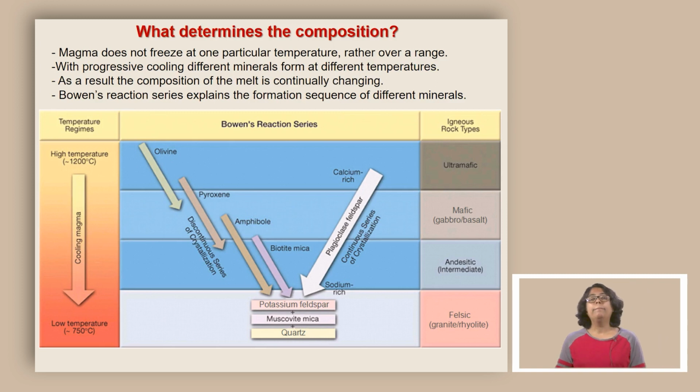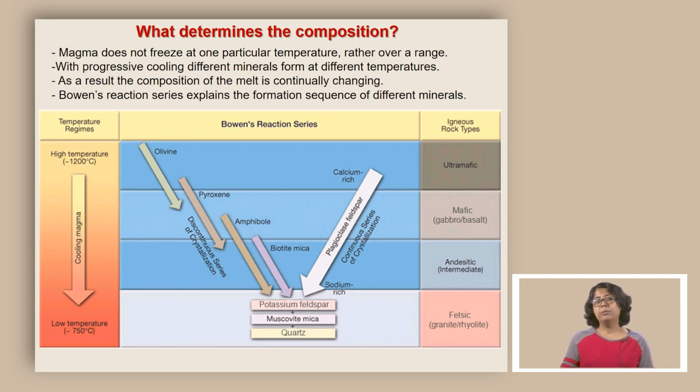But a more complex question is, why does it happen like this? Why does it follow this particular arrangement? Well, this particular arrangement was first discovered by a researcher, Bowen, and that is why it is called Bowen's reaction series. Empirically, looking at the melting of the rock and when it crystallizes, he developed this.